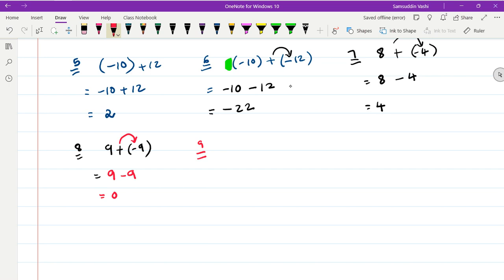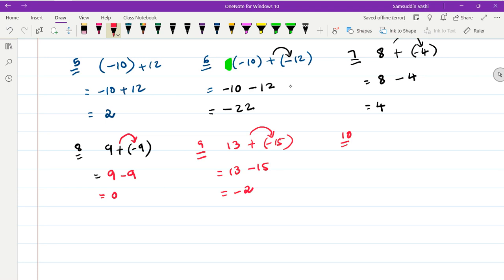Now number 9. What is it? 13 plus negative 15, the same rule. Positive times negative is negative. So it's 13 minus 15, it's negative 2. Right? I had 13, but I have borrowed 15. Right? So I have borrowed 2 and more. Right? So it is a negative 2. Then 10.